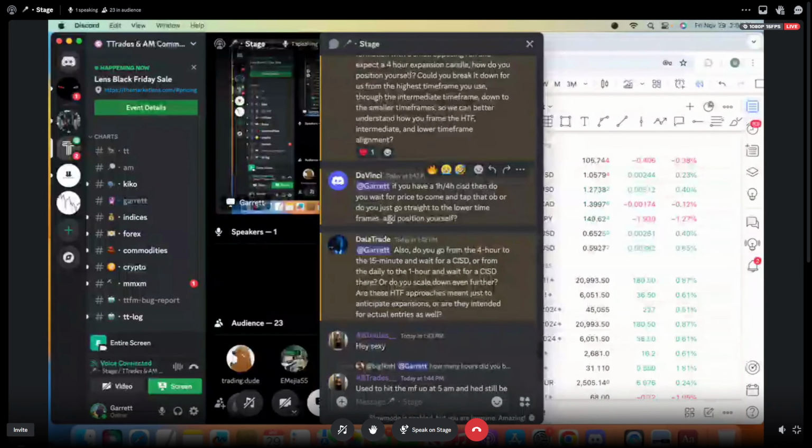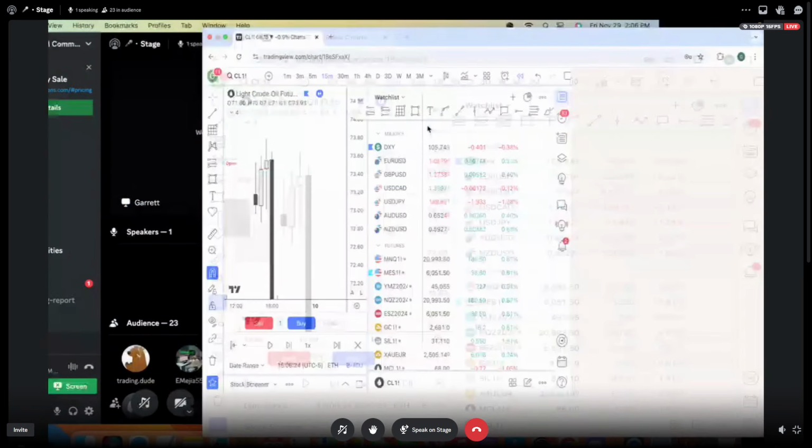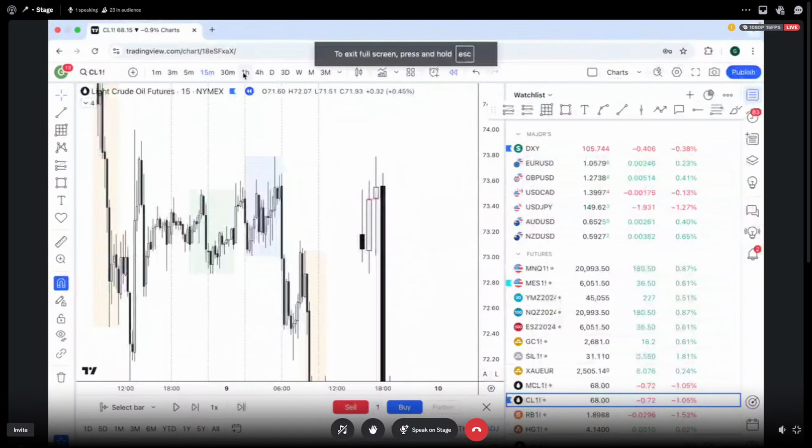If you have a 1 hour, 4 hour CC, then do you wait for price to come and tap that OB or do you go straight to low tap? No, I don't even like that. That's just a confirmation to a higher time frame reversal for me. I barely enter off of those CSDs, I'm not gonna lie. Inside of that CSD, again, I would need some sort of manipulation or something. I'll show you an example. Let's try to find that CSD on the 4 hour.